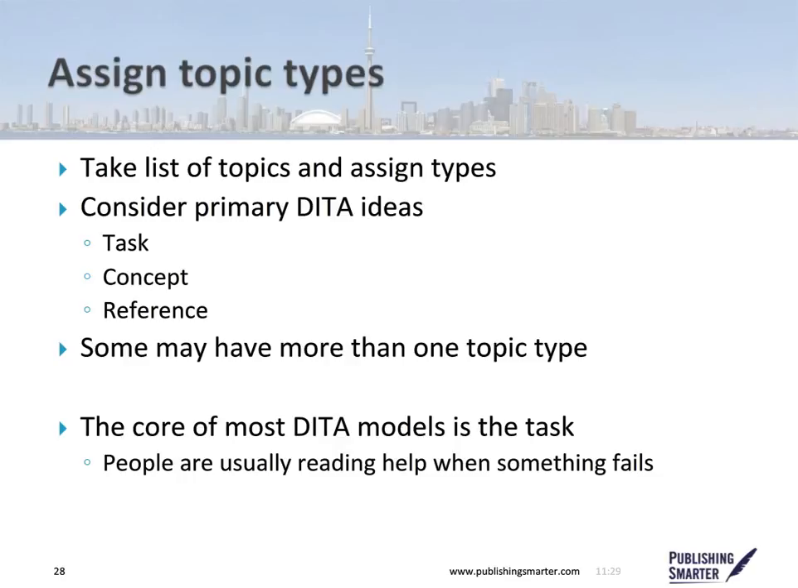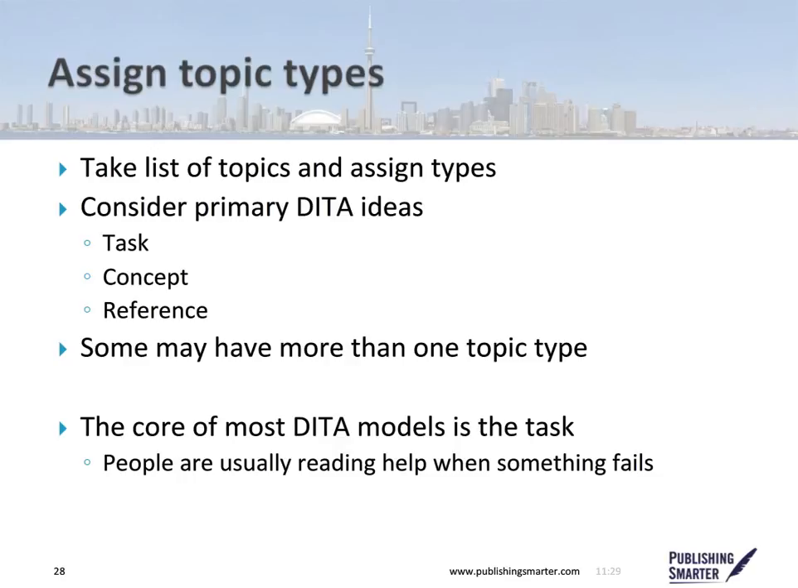In any case, you would take that list of topics and you begin to assign topic types. So consider those primary DITA ideas of task, concept, reference. And it's not to say that each of them has to have only one. Some topics might end up having more than one topic type. A good example would be something like saving files. The task, how do I save?